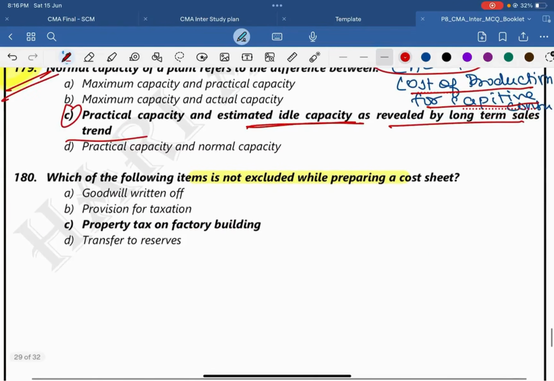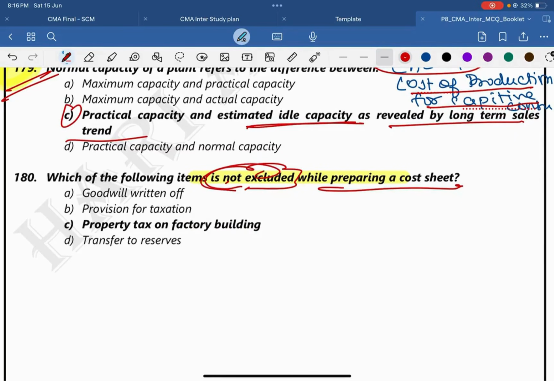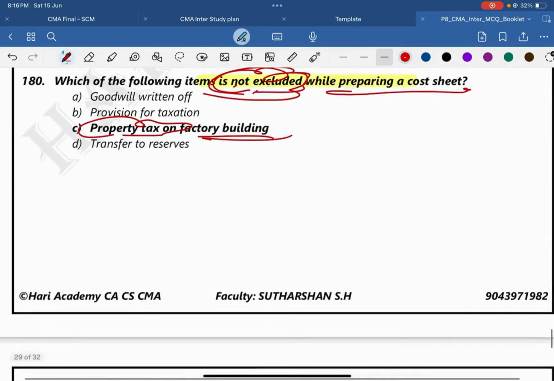Then 180: which one of the following items is not excluded while preparing a cost sheet? Not excluded, they are asking, which is included in the cost sheet. That is property tax on factory building is included. Okay, not excluded means you need to include that in a cost sheet. Property tax on factory building.